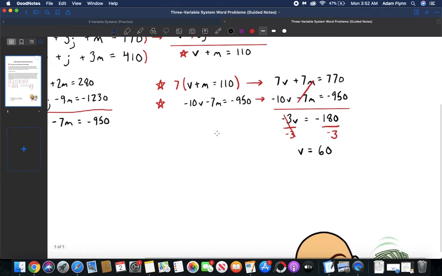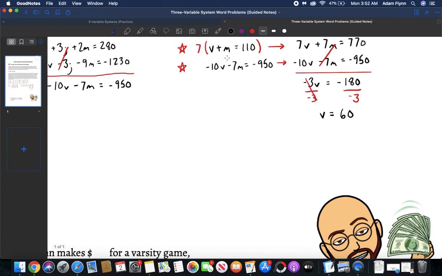So what I'm going to do is pick my top star equation or my bottom star equation and plug 60 in for v. Let's do the top star. When we do that, I'm plugging it in for v up here, so I've got v plus m equals 110. Instead of v, I'm plugging in 60, and then the rest of my equation, plus m equals 110.